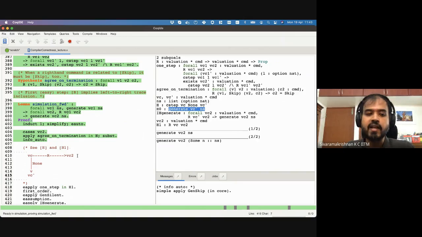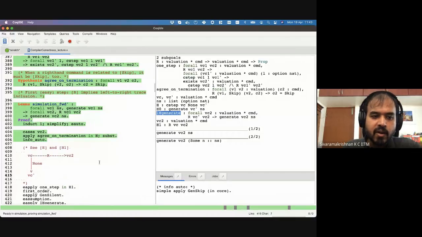And how do we show this? What do we know? By this one-step property, which is the assumption that we made for the simulation relation, if VC can take a step, then VC2 can also take a step with the same label. This can also produce the same label none. And we know that these two are related as well. So VC prime and whatever is produced here will also be related by R. At that point, we can apply induction to make it go through. We have the induction hypothesis generated for us, and we will use it to make it go through. That's the idea here.